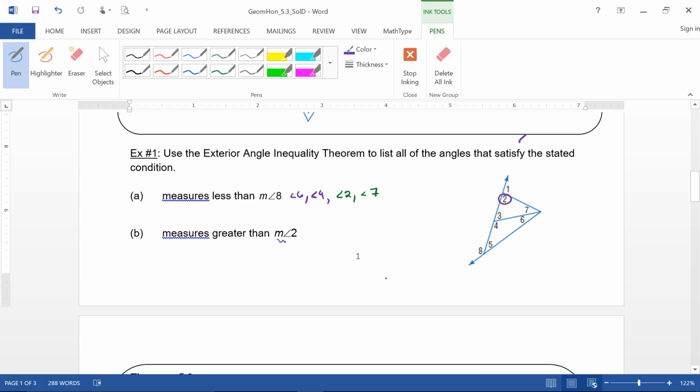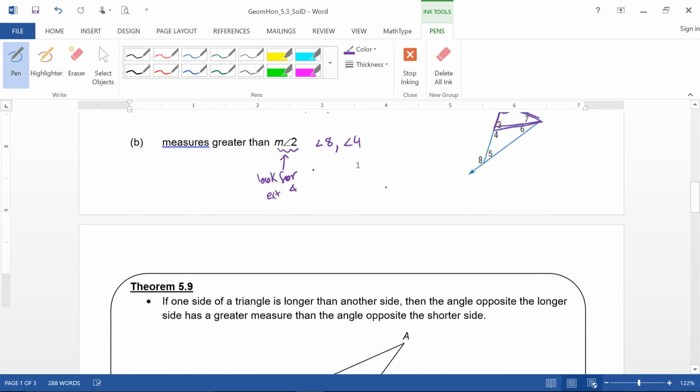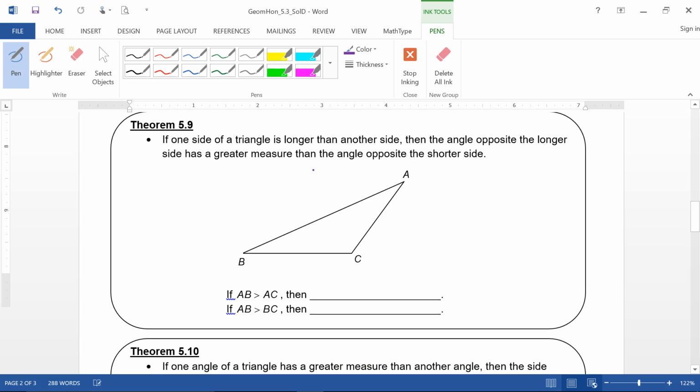Angle 8, so now what we need to look for is an exterior angle. Okay, so angle 8 is one. What else? What if I take angle 1? If you take angle 1, angle 2 isn't the remote interior angle. Angle 4. Okay? So you want this to be a remote interior angle. Okay. So look at this one.